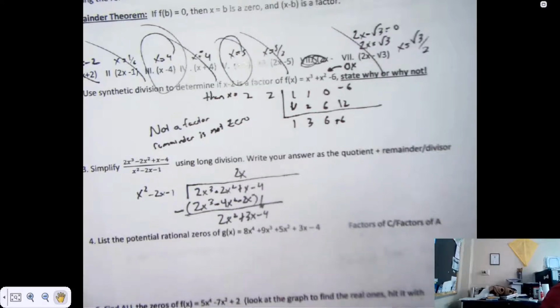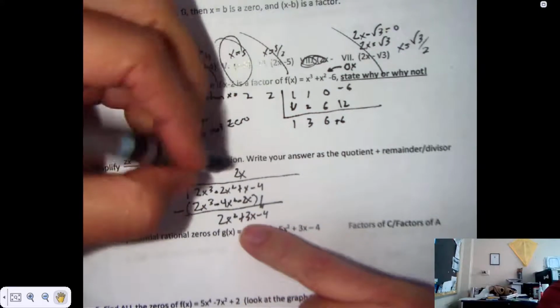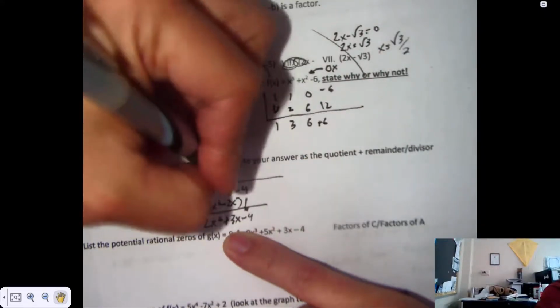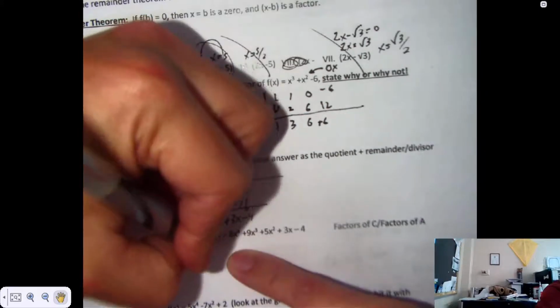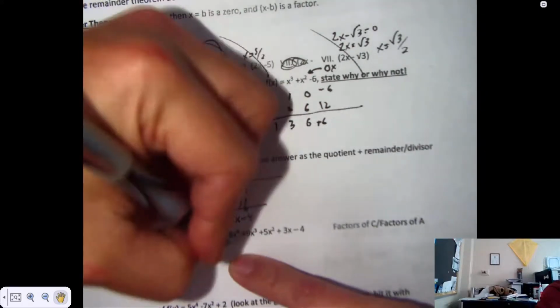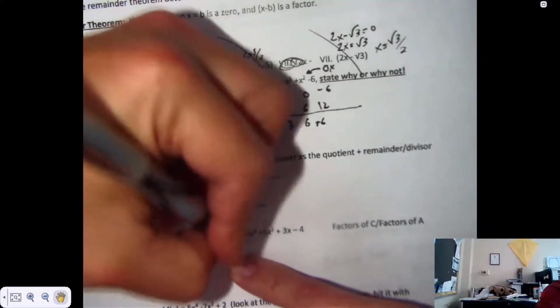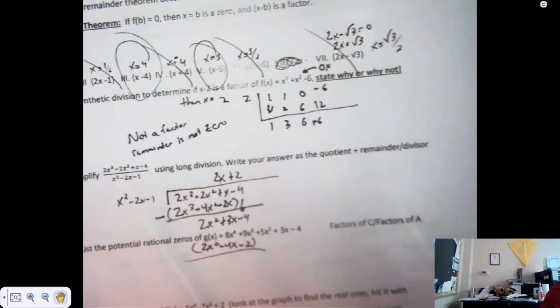Will x squared enter 2x squared? Yeah. How many times? Twice. I kind of ran out of room here. I hate when this happens. But anyways, I multiply by 2. I get 2x squared minus 4x minus 2. And I take that line away.